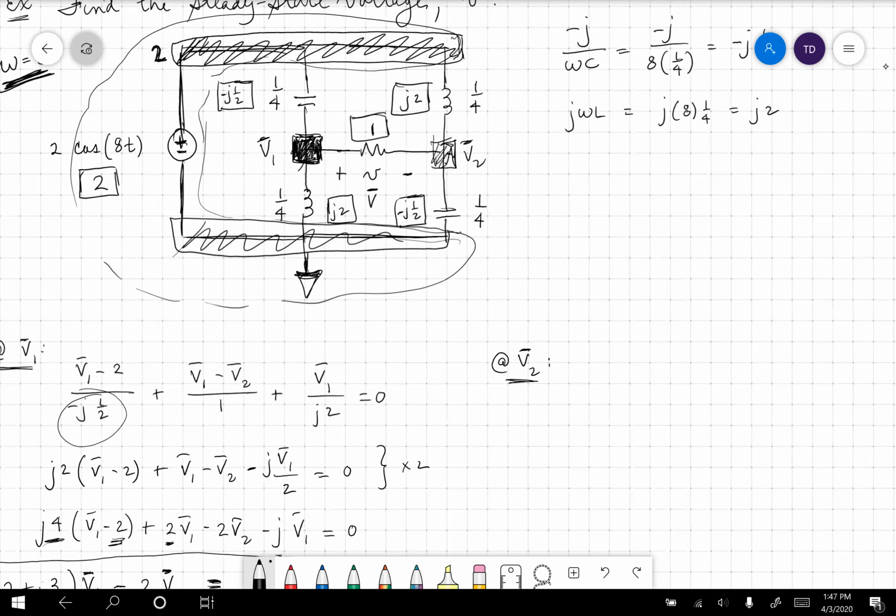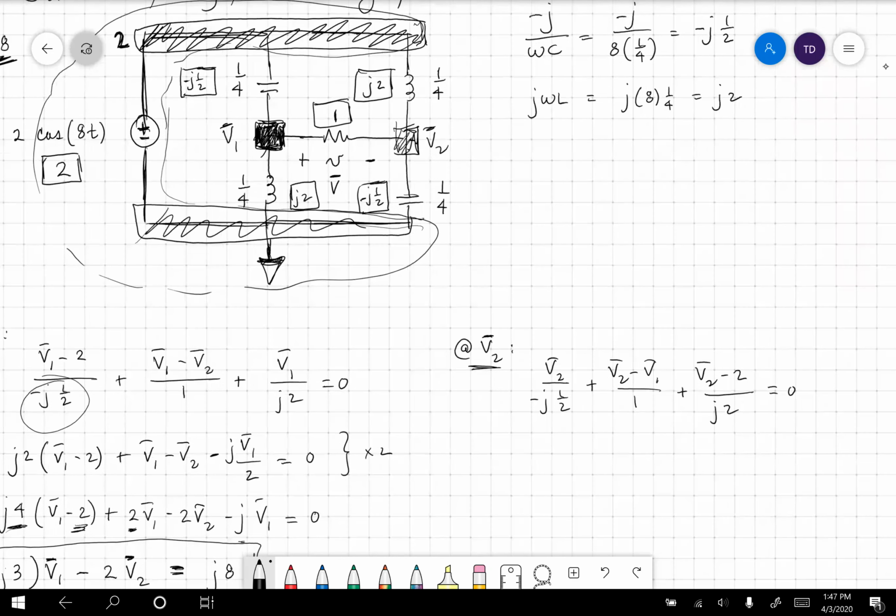So at V2, let's see what I have. I have V2 divided by minus j1/2. That's the current going down. Plus V2 minus V1 over 1. That's the current going across, and then the current going up. Plus V2 minus 2 over j2. Very similar equation, equals 0.